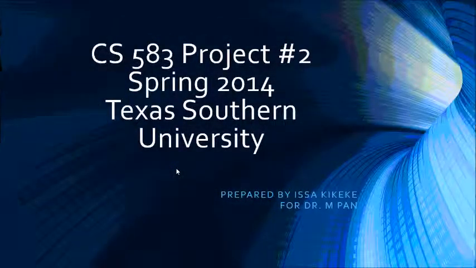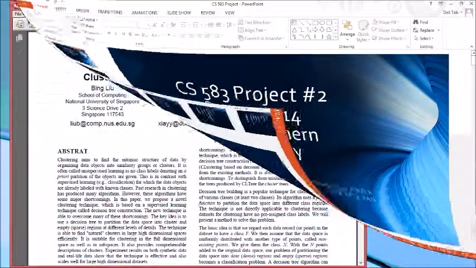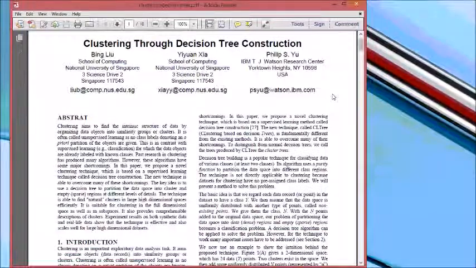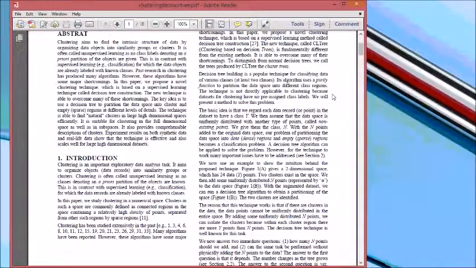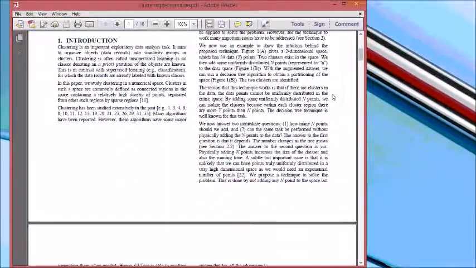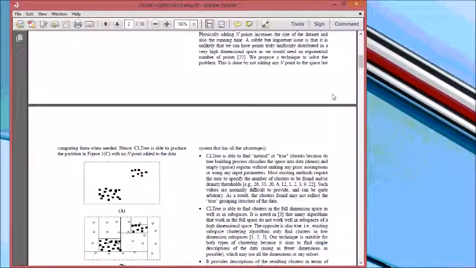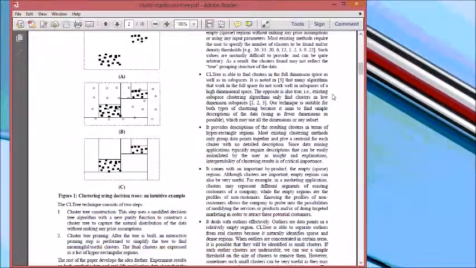My name is Isaki Keke, a graduate student at Texas Southern University. This is project number 2 for CS583 data mining. In this presentation, we are going to discuss the clustering through decision tree construction paper that was written by Bing Liu and Yevyuan Xia from the School of Computing, National University of Singapore in Singapore, and Philip S. Yu from IBM T.J. Watson Research Center in New York, USA.